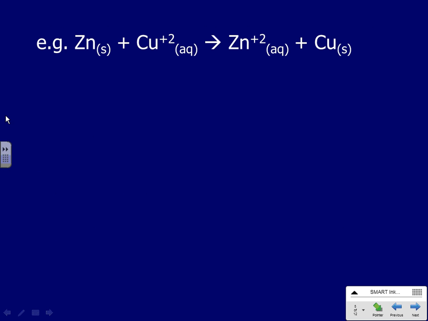So let's take a look at this example first. So we'll put EG. You can write this down, and I'm going to just break it into the half reactions, and you're going to do the same.